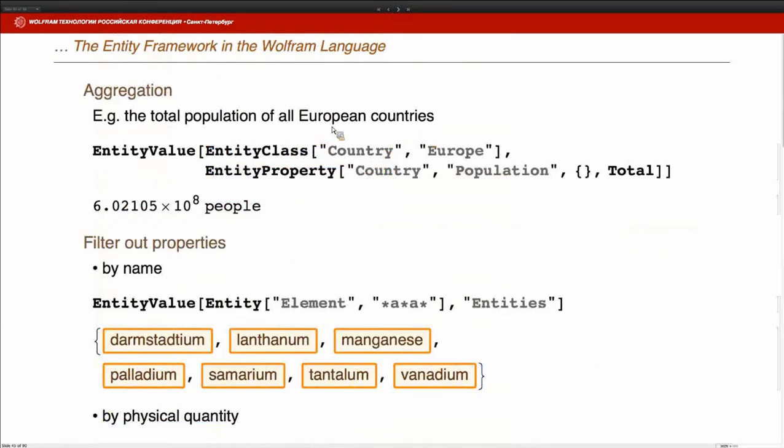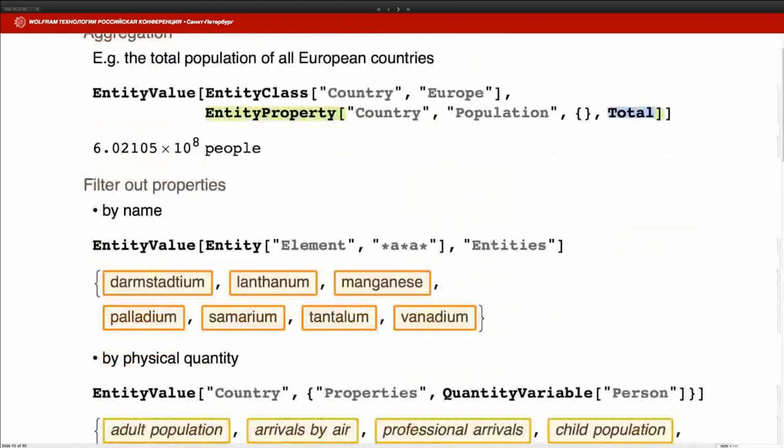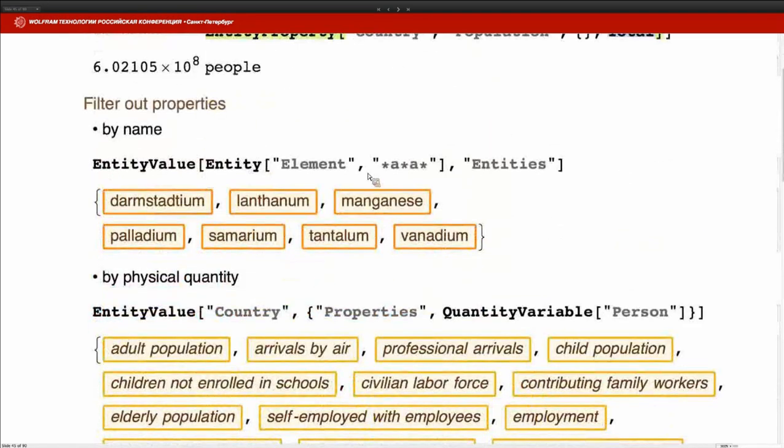Assume we have a whole entity class like Europe and we want to know the total. We don't want to first get all individual values and add them up, but give me everything at once. So you can immediately give a total argument.